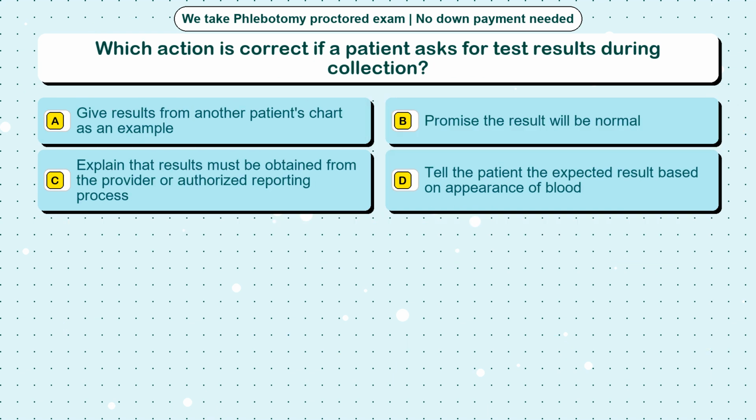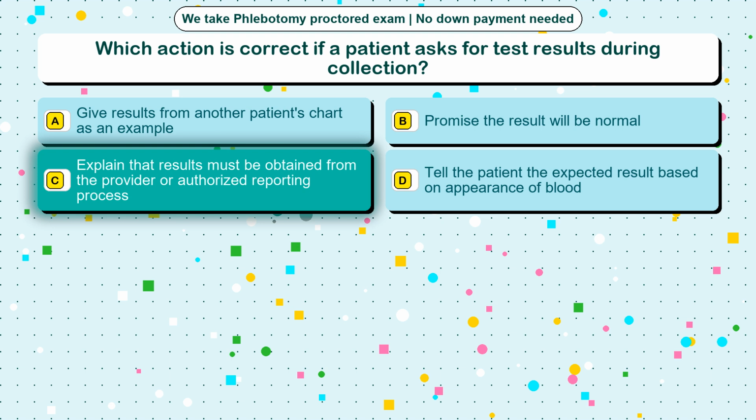Question 27. Which action is correct if a patient asks for test results during collection? Option A, give results from another patient's chart as an example. Option B, promise the result will be normal. Option C, explain that results must be obtained from the provider or authorized reporting process. Option D, tell the patient the expected result based on appearance of blood. The correct answer is option C, explain that results must be obtained from the provider or authorized reporting process.